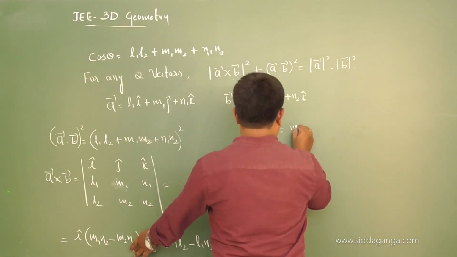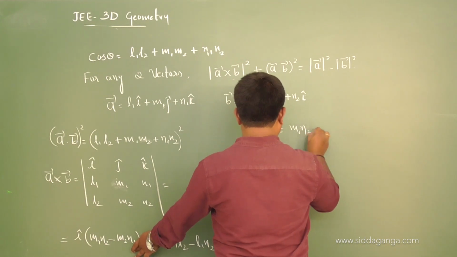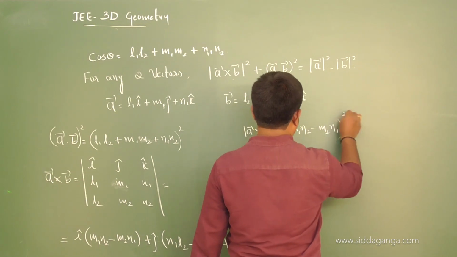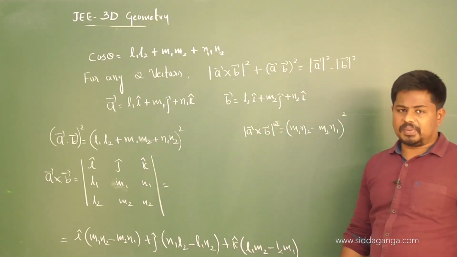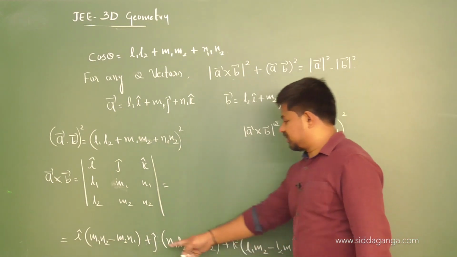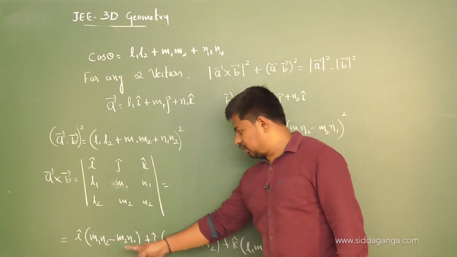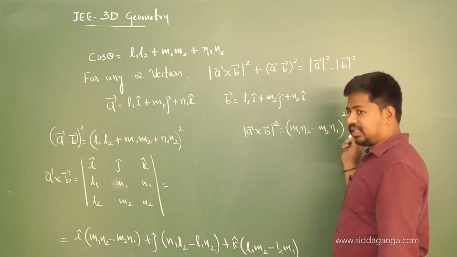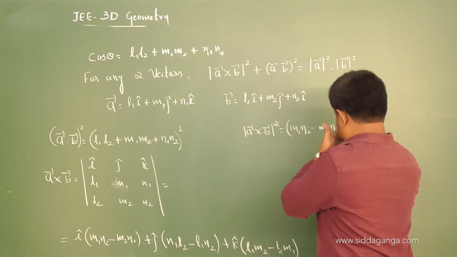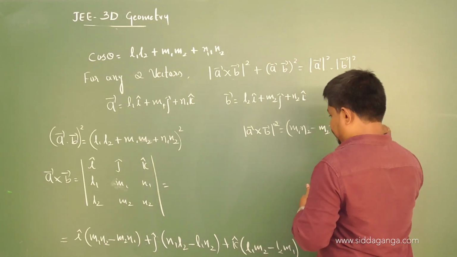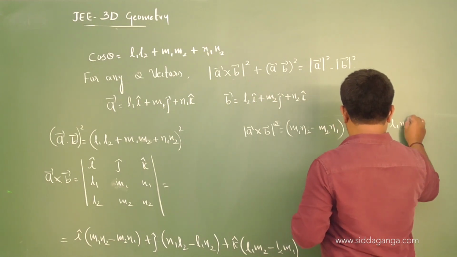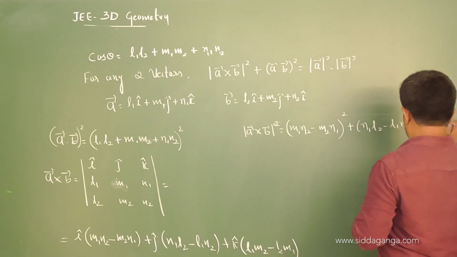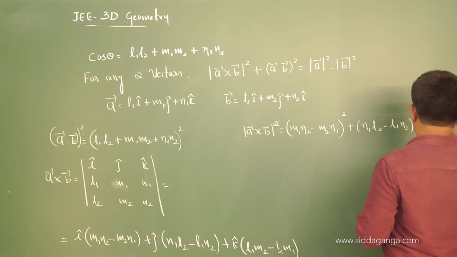You mean M1 N2 minus M2 N1 whole square, because the magnitude of this vector is nothing but root of this square plus this square plus this square. So I am taking square on both sides, so the root gets cancelled on the right side. So the remaining thing is this: N1 L2 minus L1 N2 whole square plus L1 M2 minus L2 M1 whole square.